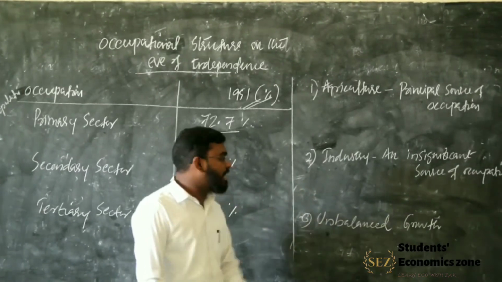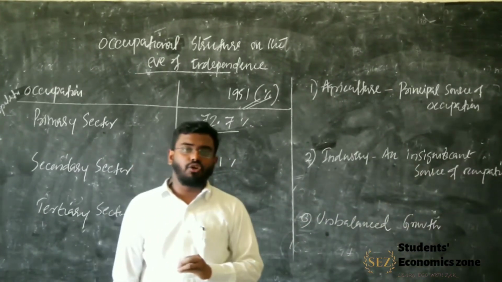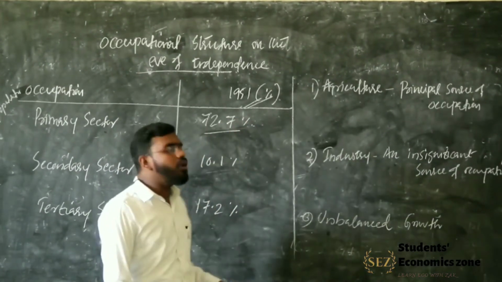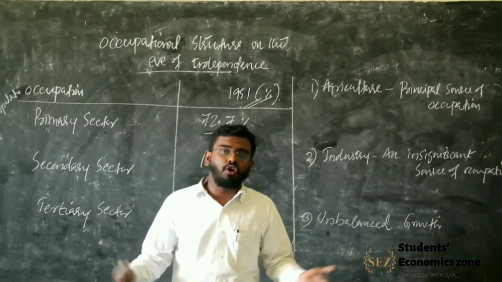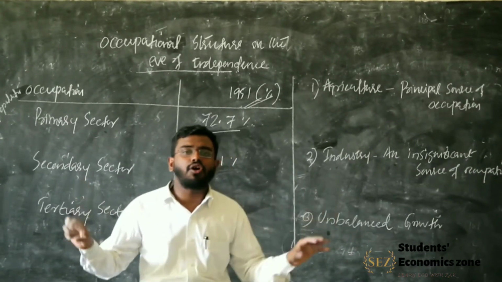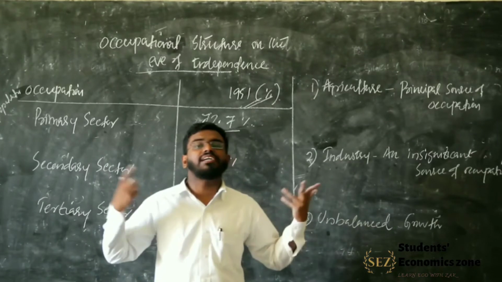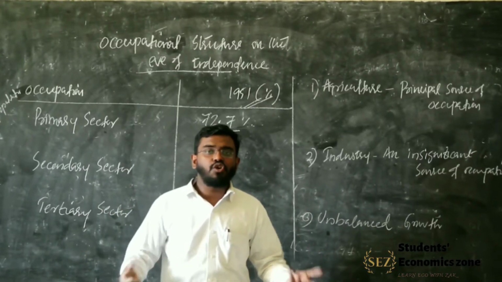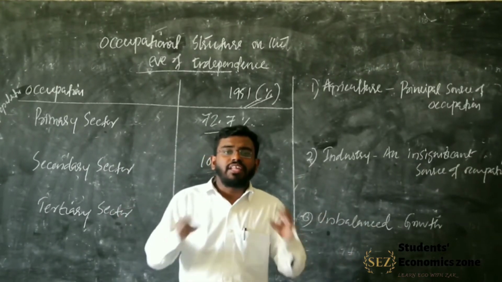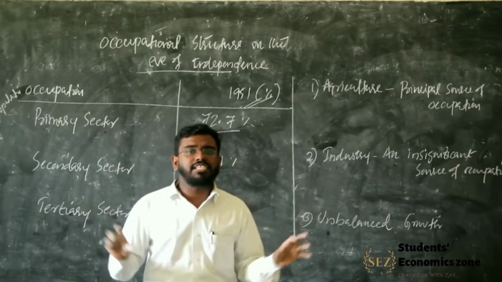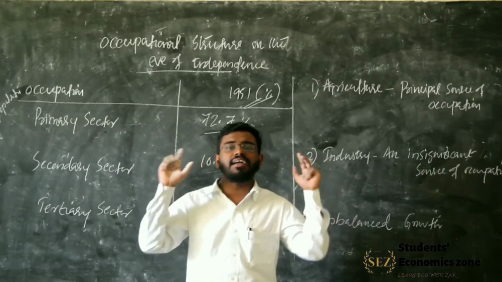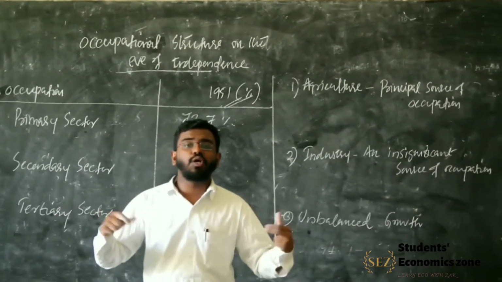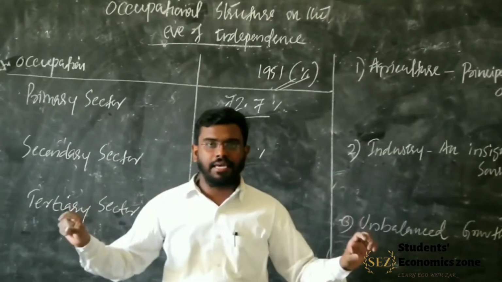Okay, and the third one is unbalanced growth. If we analyze this table, we can see unbalanced growth. Before analyzing unbalanced growth, we can explain what balanced growth is. In balanced growth, the share of each and every sector, the share of the primary sector, secondary sector and tertiary sector, to GDP or national income will be the same.